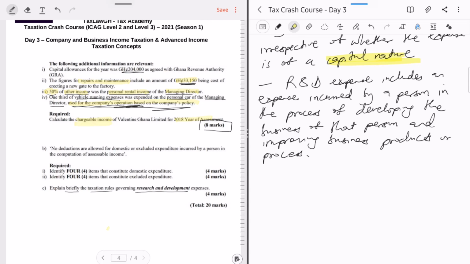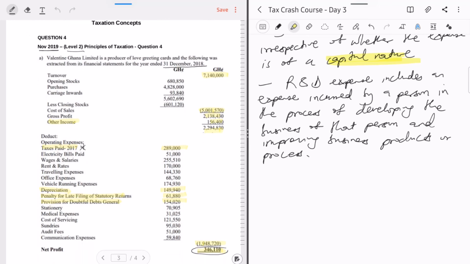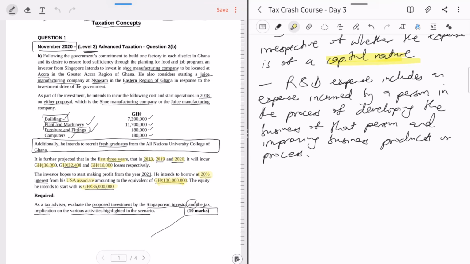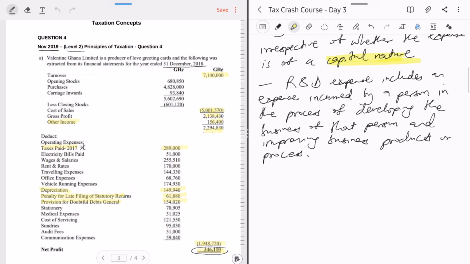What else? Let me see. We've covered some examination of accounts. We looked at finance cost limitation, treatment of unrelieved losses from business and investments, fresh graduate incentive, carry forward of losses, thin capitalization, and all of these, right? That's been a lot that we've done today.